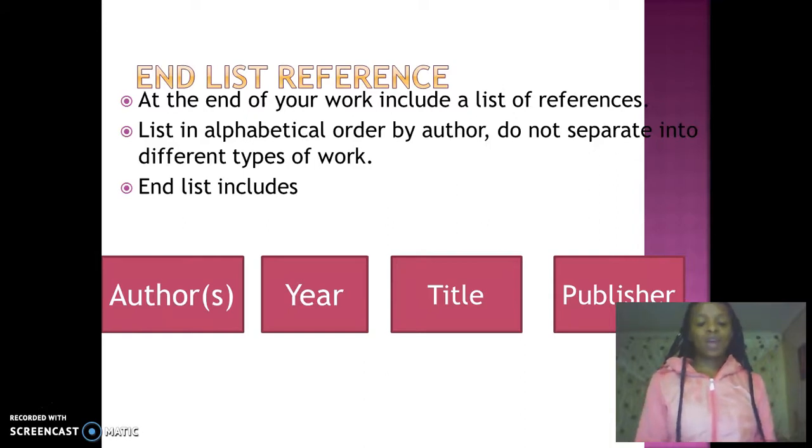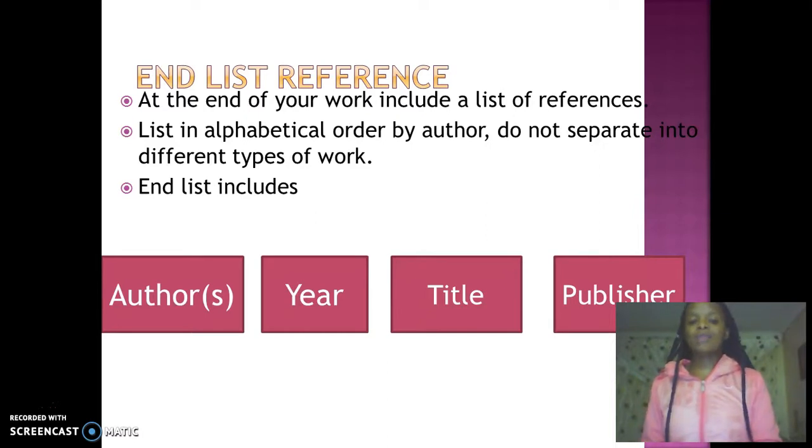The end list reference includes the author or authors, authors meaning books where more than one person has written the book. So you include the author, the year in which the book was published, the title of the book, and the publisher of the book.